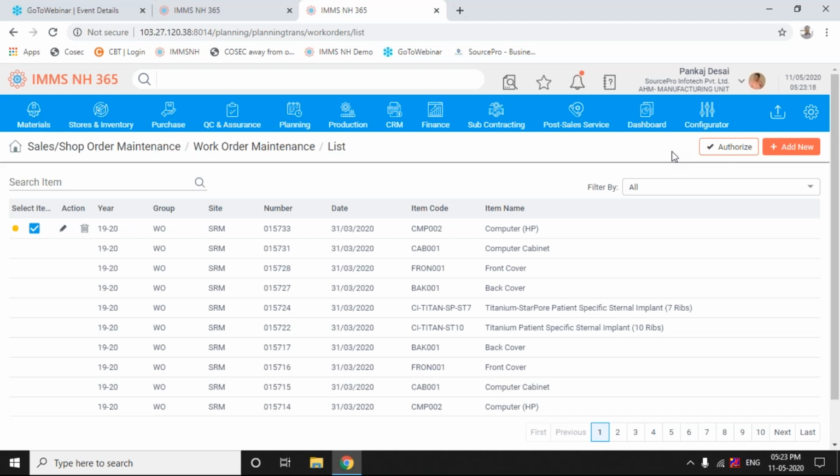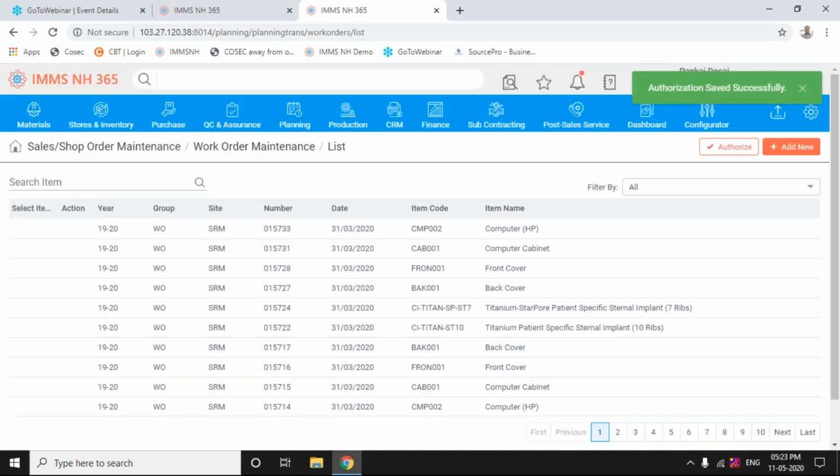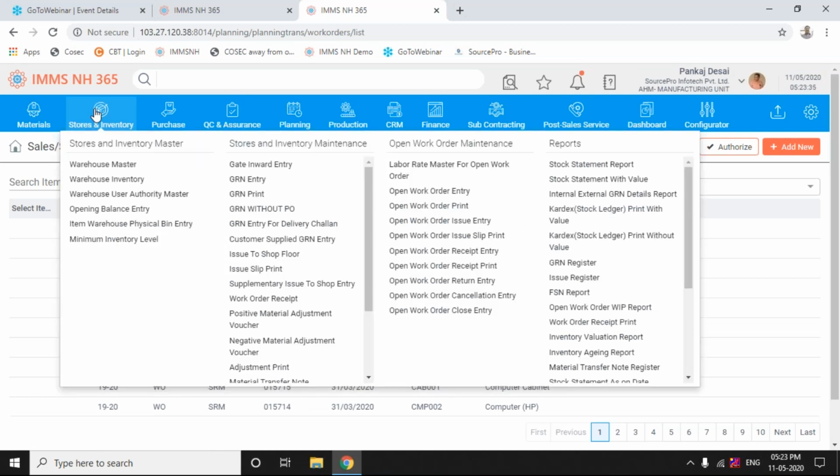Now let us go to the production booking. Though the title of today's webinar is production, we are now going into the production module. So far we have remained focused on the planning module, engineering module, and materials module.